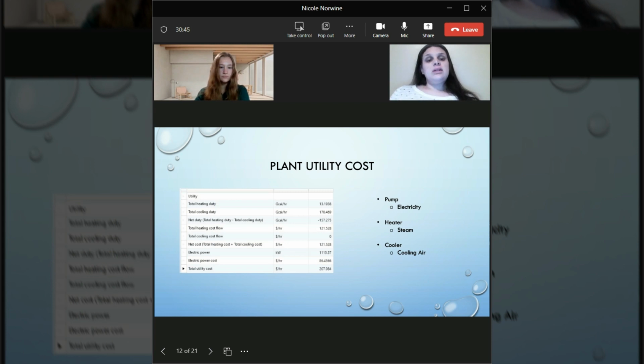We were also able to obtain the plant utility costs through Aspen. To do this, we used the pump, the heater, and the cooler. The pump used electricity, the heater used steam, and the cooler used cooling air because we found that these were the cheapest combinations. And we found a total utility cost to be about $208 per hour, which we could then scale up to the cost per year.